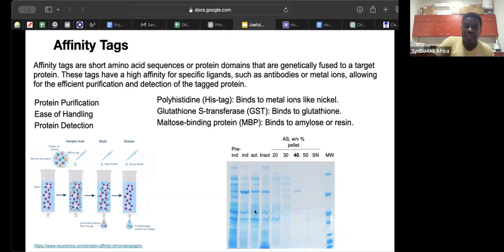So this is the importance of the tag that I was talking about, right? Because it helps you purify and separate your important proteins from any other protein in the environment. If you have any question, you can just let me know and I will respond to that in a bit. Okay. All right, let's go on.